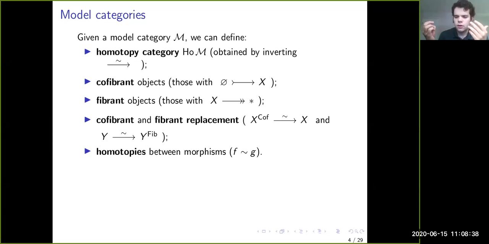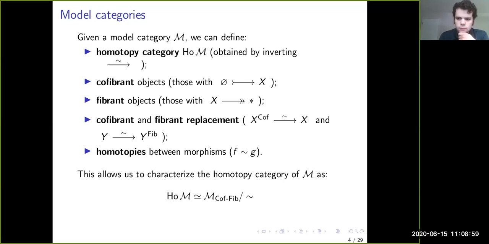And using the structure of a model category, we can define a notion of homotopy between morphisms. And one particular way in which these cofibrant and fibrant objects are well behaved is that this general concept of homotopy that we can define will be an equivalence relation on the set of maps from a cofibrant object into a fibrant object. And so using the general structure of a model category, we can develop a nicer characterization of these homotopy categories. So the homotopy category of M can be described as a certain quotient of the full subcategory on those objects which are both cofibrant and fibrant, namely the quotient where we quotient the set of morphisms by this equivalence relation of homotopy.